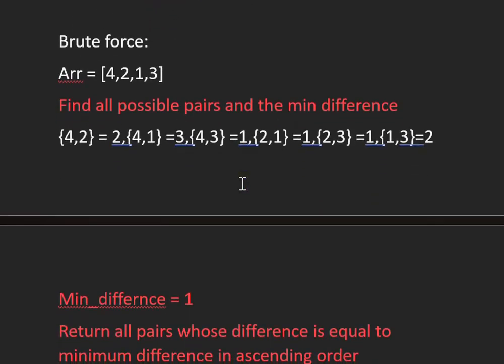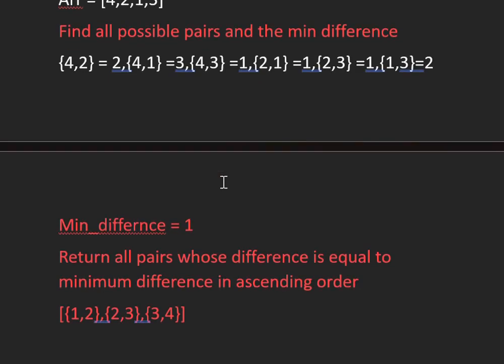If we think of the brute force, first of all we will find all the possible pairs, and then the minimum difference of all the possible pairs. In this array, 4 2 1 3, if we find all the possible pairs, 4 2, 4 1 and so on, and their differences, the minimum difference that we get from all these pairs is 1. So we have to return all the pairs whose difference is equal to 1. See 4 3, 2 1 and 2 3. Now we have to return this in ascending order, so we'll be returning 1 2, then 2 3, and then 3 4, this way.